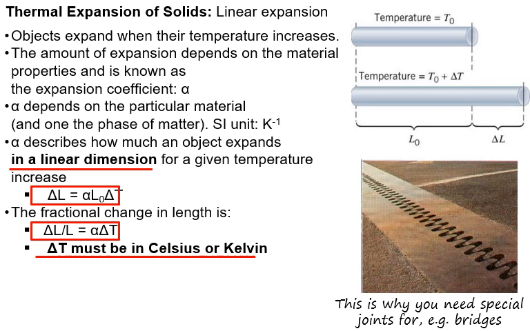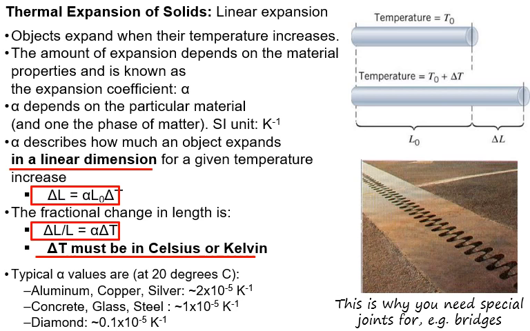And so what you can do is just take advantage of that by having these expansion joints. You leave a little bit of play, a little bit of room for it to expand and contract as the environment temperature changes. So you might wonder, what are some typical alpha values? Here are just some typical examples.